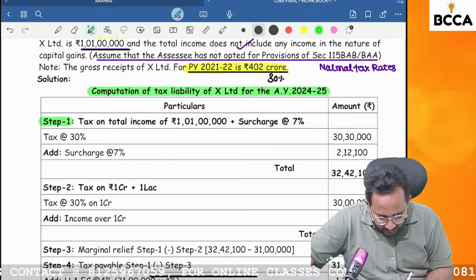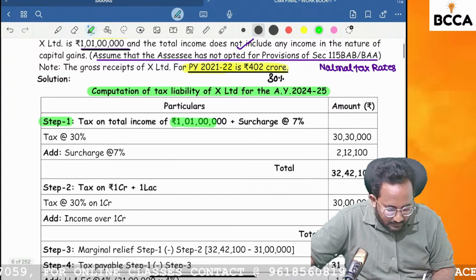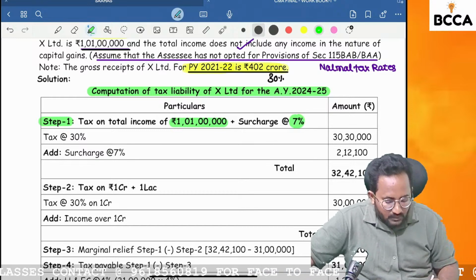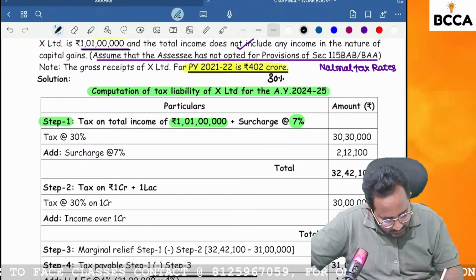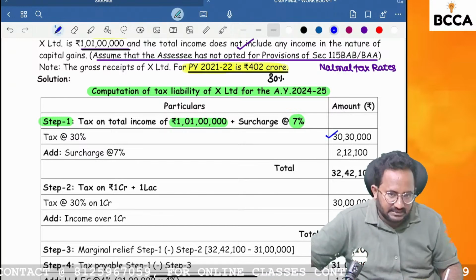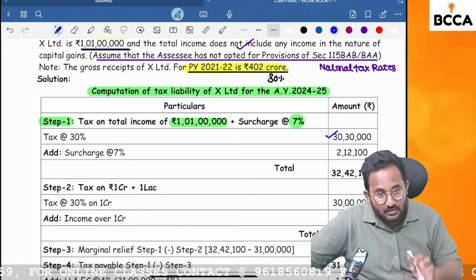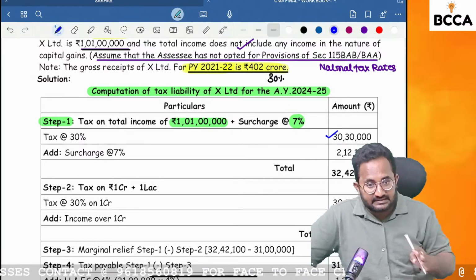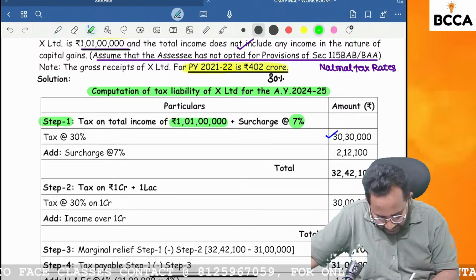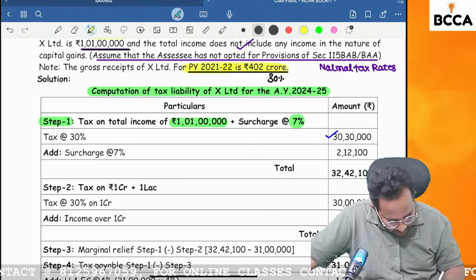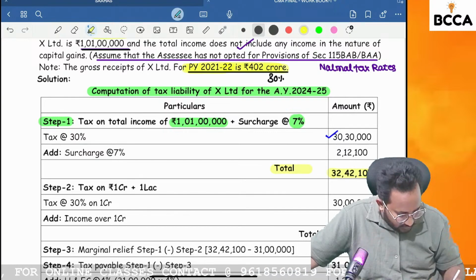What is step 1? Tax on total income including surcharge. The tax at 30% is 30 lakh 30,000, plus the surcharge. What is the surcharge? For 1 crore to 10 crore it is 7%, and above 10 crore it is 12%. So finally you get the step 1 answer: 32 lakh 42,100.